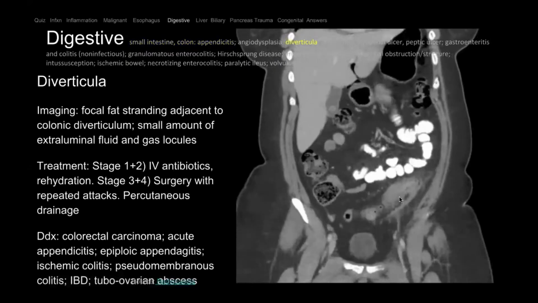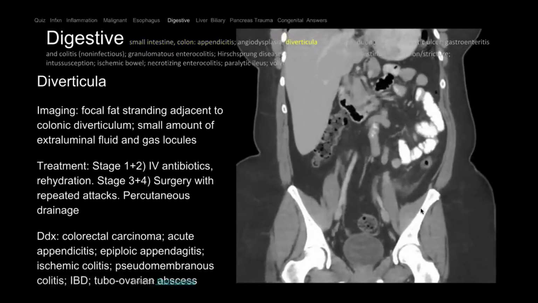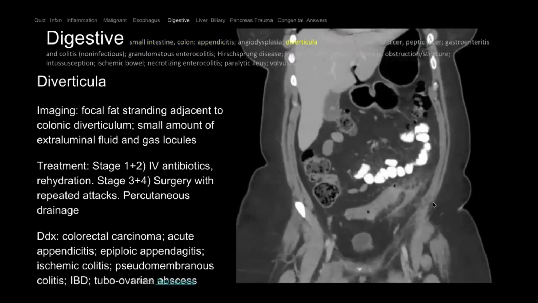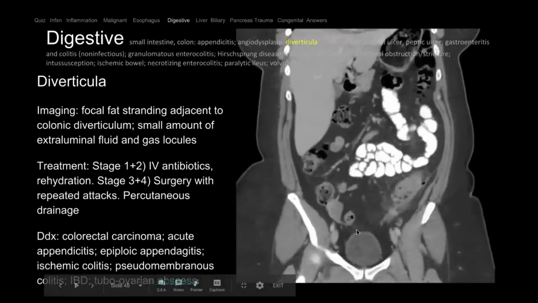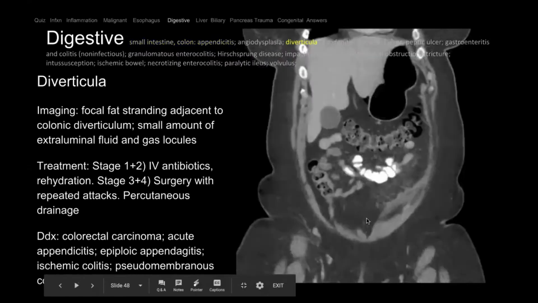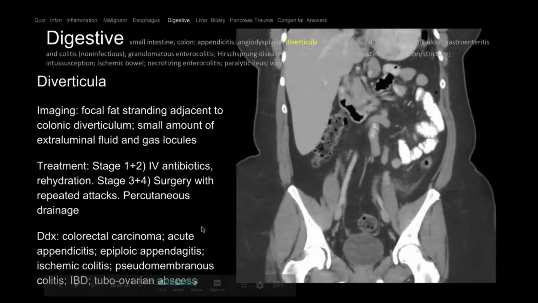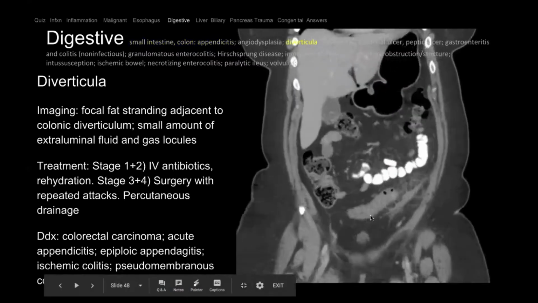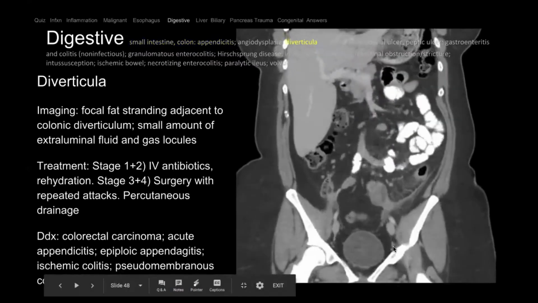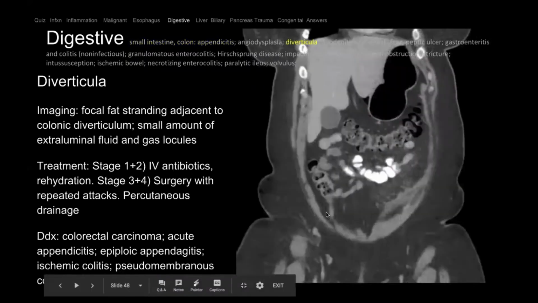There's no abscess, but sometimes it can perforate, and then patients get abscesses, which have to be drained, and sometimes they can fistulate into the bladder, into other parts, vagina. So it can become very complicated. Patients have to get an evaluation, colonoscopy later, because it can mask colon cancer as well.